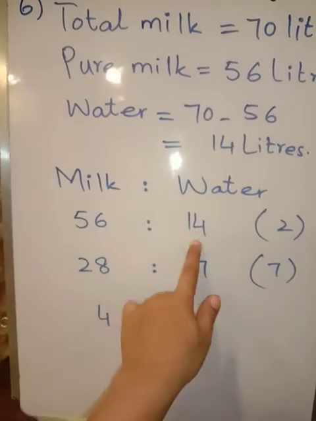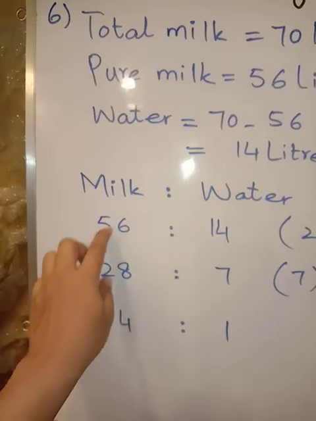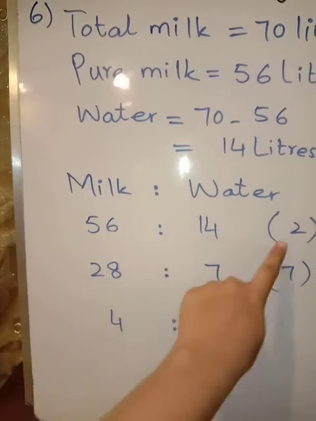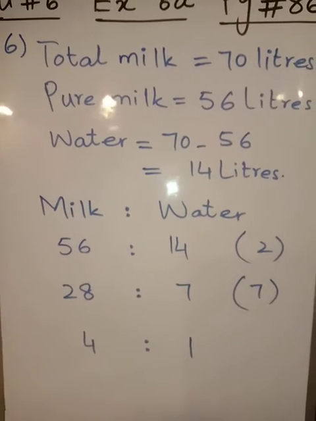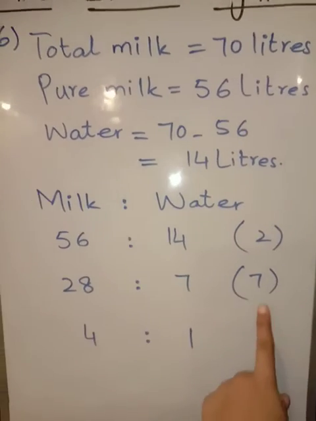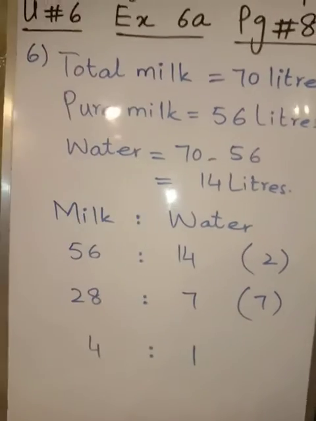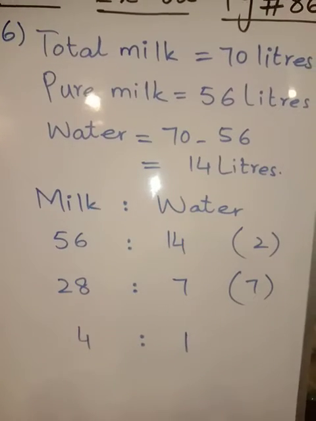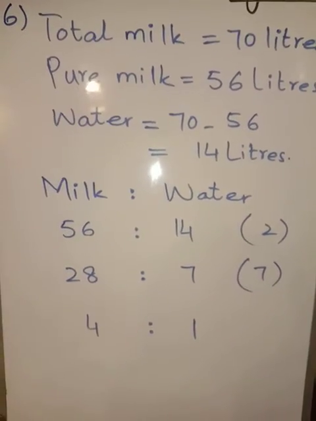Because 2 is a common multiple of 56 and 14, you will start with 2. 2 2s are 4, 2 8s are 16, 2 7s are 14. Now 7 and 28. The common multiple of 7 and 28 is 7, so you will write 7. 7 4s are 28 and 7 1s are 7. So now you can say that the ratio of milk to water in the mixture is 4:1.